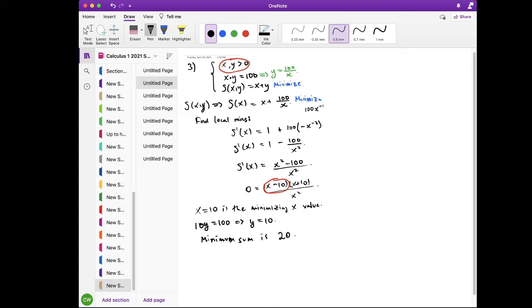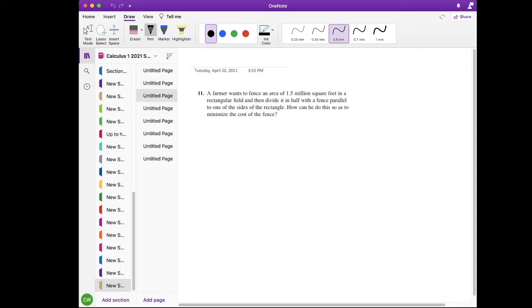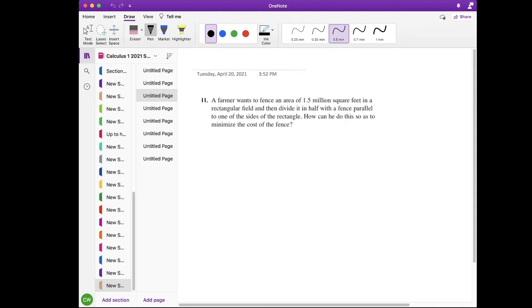So this one you could not do in pre-calc, right? Because it's not a parabola. Really, that's the only thing you know how to minimize in pre-calc, is a parabola. But now we can do a lot more. Okay, so any questions on these first two? All right. Next one.